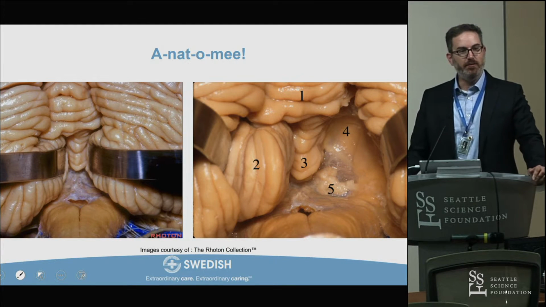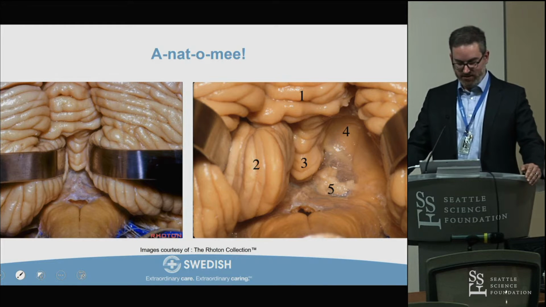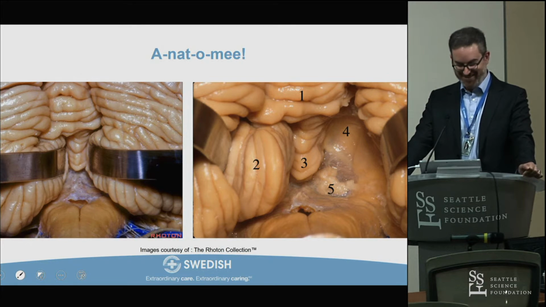Okay, so before we get back to more detail about the trajectories, a little bit of fun with anatomy. So, Bill, good morning. So, Bill, what is number 1 on this image? Yeah, there's a specific portion of the cerebellar vermis that it is. Anybody want to help him?